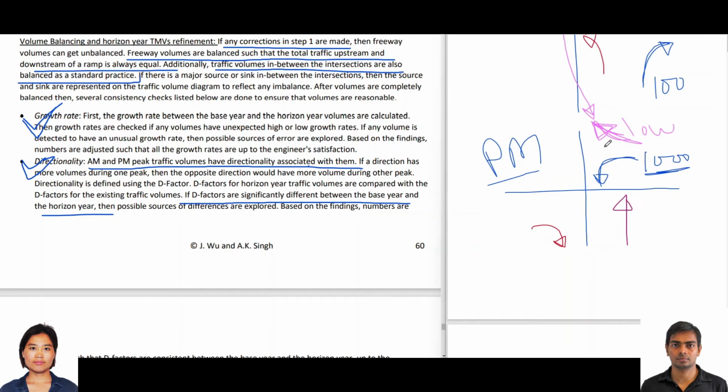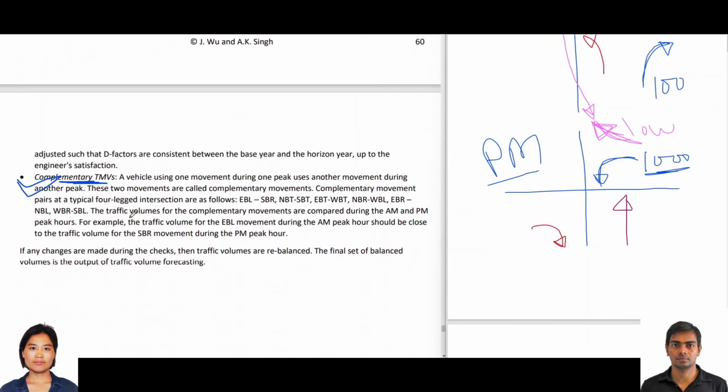So these are some of the common steps of post processing which we typically do. There are some other checks we do, and these are some of the major checks. If any changes are made during the checks, then the traffic volumes are rebalanced, and the final set of balanced volumes is the output of traffic volume forecasting.